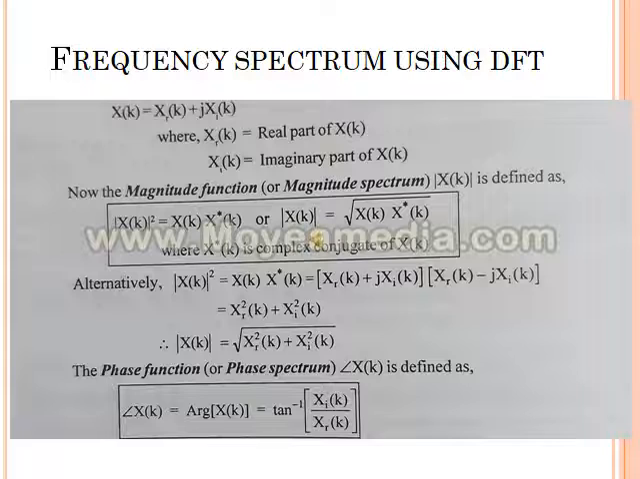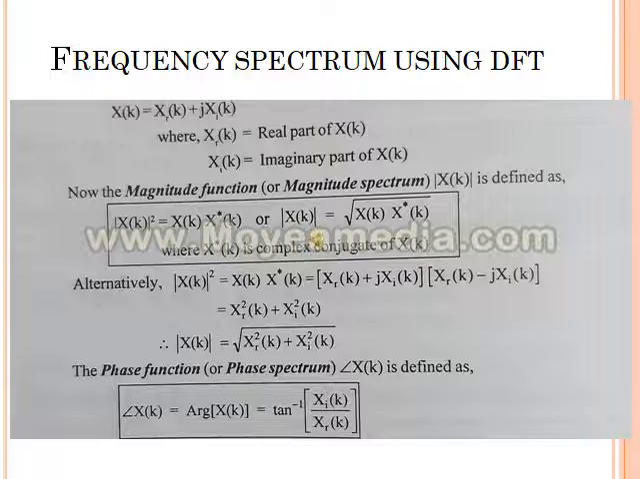Now in order to find the magnitude of the signal, we have to square the real part of the signal plus square the imaginary part of the signal, then take the square root of this.